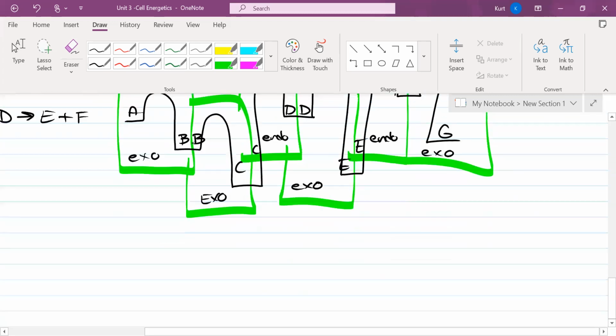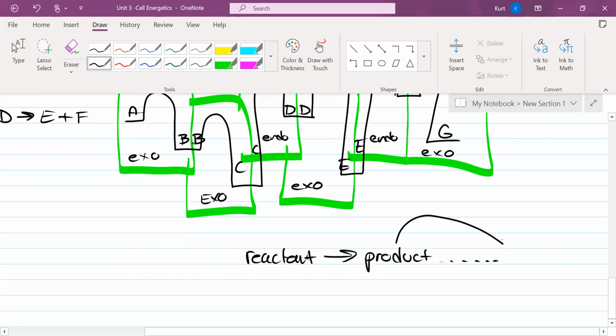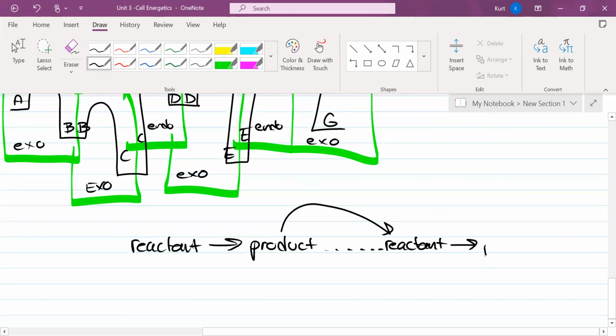So what I'm saying is you have a reactant that led to a product, but when you move on over to the next reaction, this product is now going to be your new reactant. And that's going to lead to a new product. And the whole process just repeats itself.